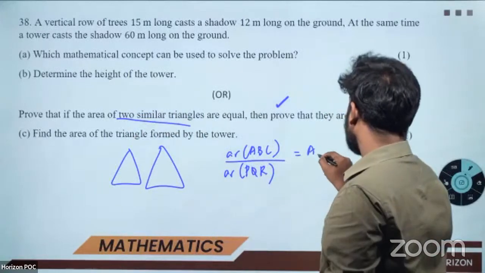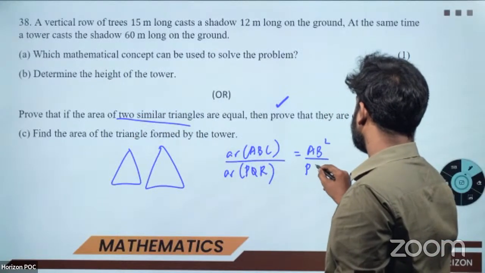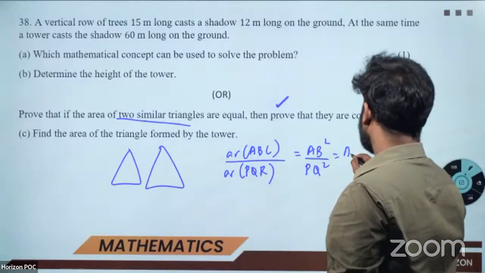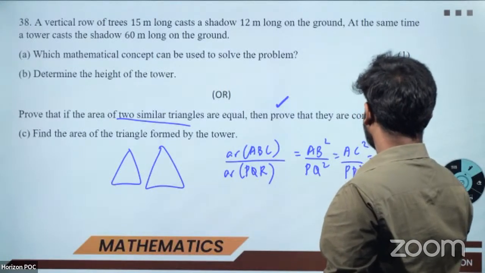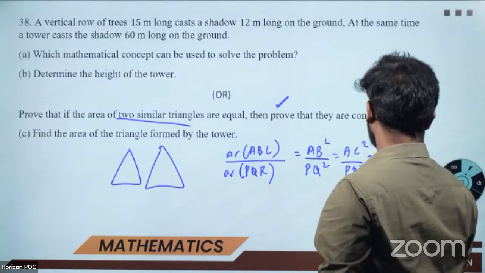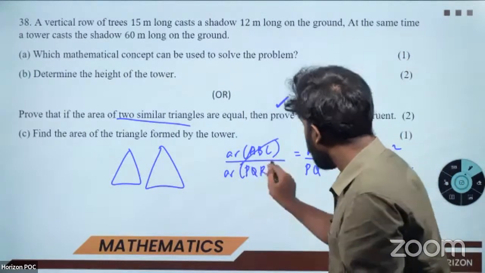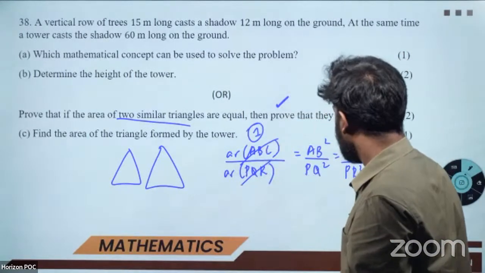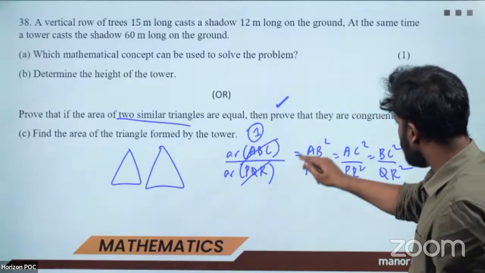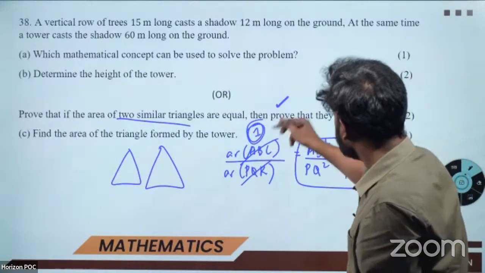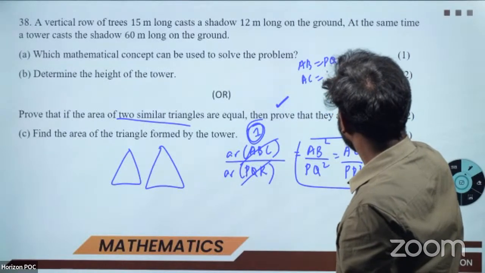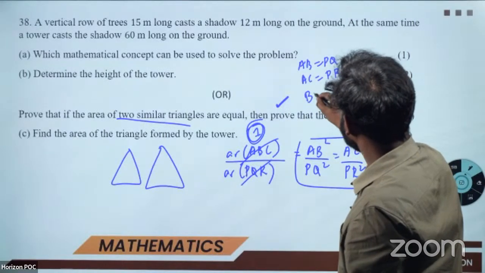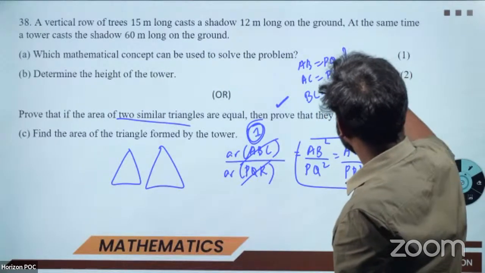So I can say the squares of corresponding sides, AB square by PQ square is equal to AC square by PR square is equal to BC square by QR square. So this is given. Since it is equal, can I cancel and write it as 1? Yes. So all these things are equal to 1 now. So can you write AB is equal to PQ from that? Yes. Can I write AC is equal to PR? Yes. Can I write BC is equal to QR? Yes. So these three are equal.